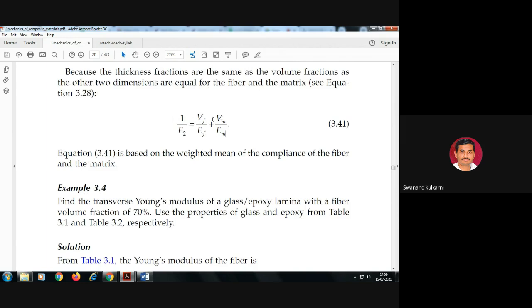Is it okay? Besides this, if we substitute the percentage of volume fraction, the small Vf represents the fiber volume over the total volume, and the capital Vm represents the matrix volume over the total volume. Like this, 1/E2 = Vf/Ef + Vm/Em. If we substitute the volume fraction of fiber, the volume fraction of matrix, and the properties of fiber as well as matrix, then by calculating those values and taking the reciprocal, we will get the value of E2, and that value will be the Young's modulus in the transverse direction.